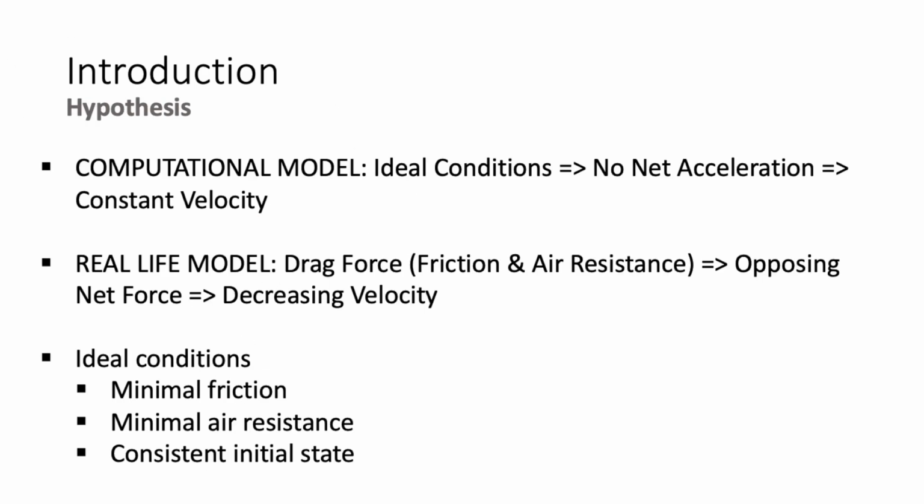So to observe the effect of inertia on an object's motion, it is important to isolate variables that can affect the outcome. This means minimizing the impact of external forces such as friction, air resistance, and other unwanted influences. In the computational model, the ideal conditions will be present, resulting in no net force. This is a little bit of a hypothesis. And hence, no net acceleration and a constant velocity will be present. And referring to the previous equations, final velocity will be equal to initial velocity.